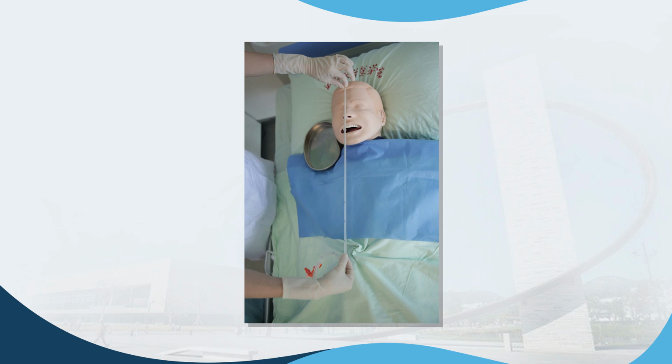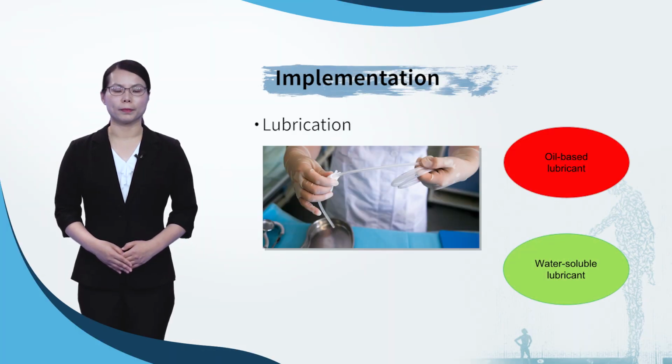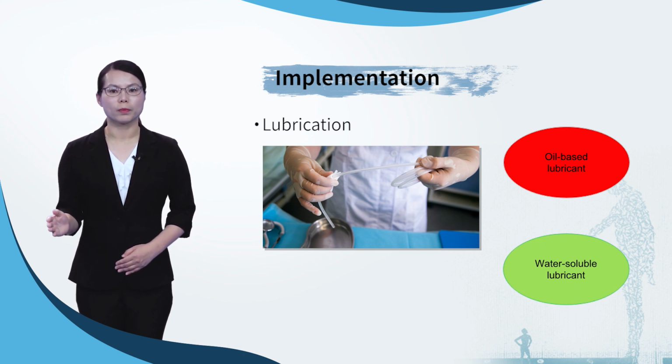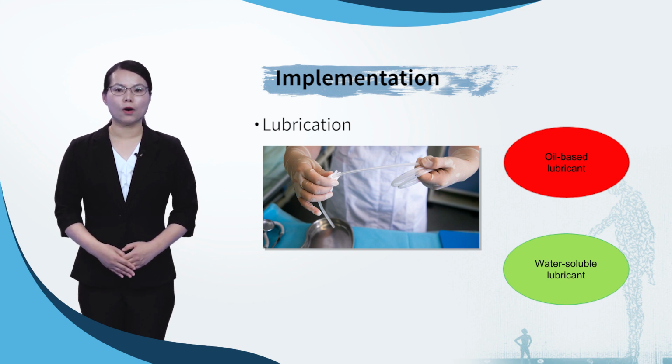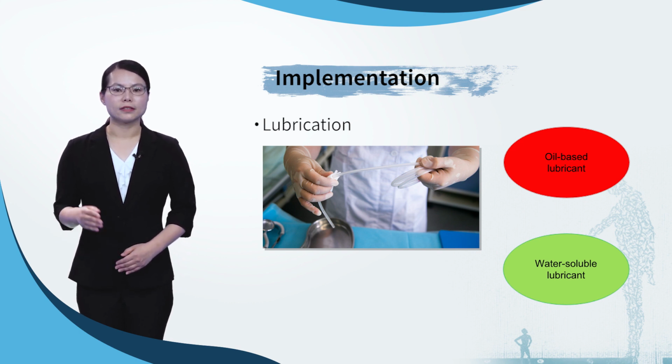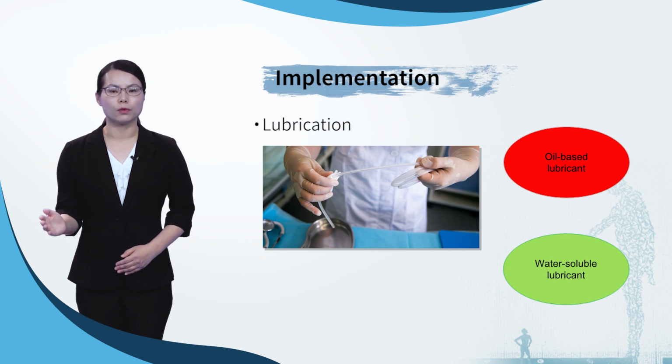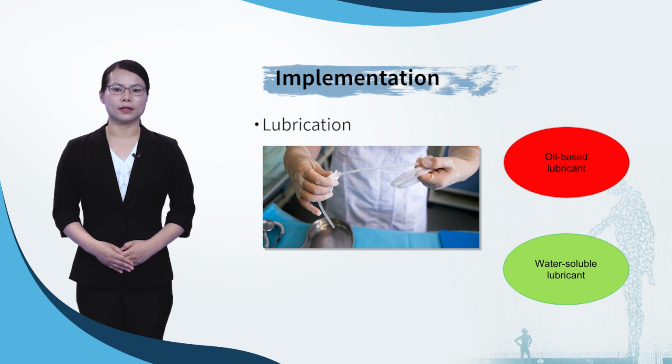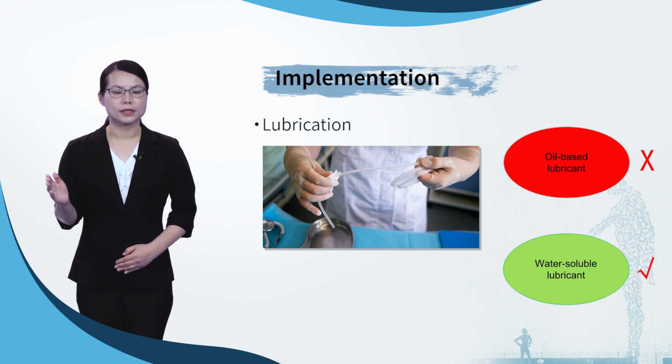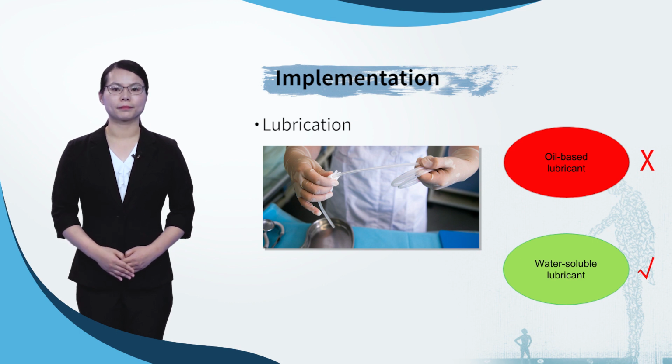We can use an adhesive tape to mark the length if the tube doesn't have markings. We will then prepare the tube. Lubricate the tip of the tube with water-soluble lubricant or water to facilitate insertion. Oil-based lubricants can't dissolve and could cause respiratory complications if the tube accidentally enters the lungs. Therefore, oil-based lubricant is not recommended.